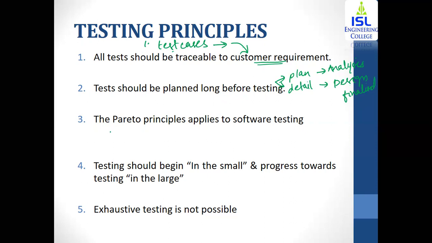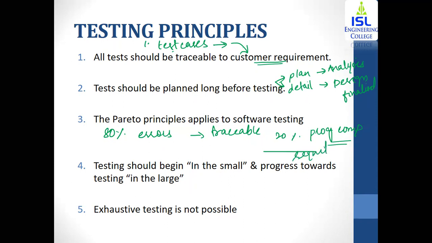The next is the Pareto principle applies to software testing. Now the Pareto principle states that 80% of errors that are uncovered during the testing phase are all traceable to 20% of the program components. That is, in here there might be some changes within the components or changes within the requirements that you need to do. Then the 80% of errors can be removed by making changes within the components.